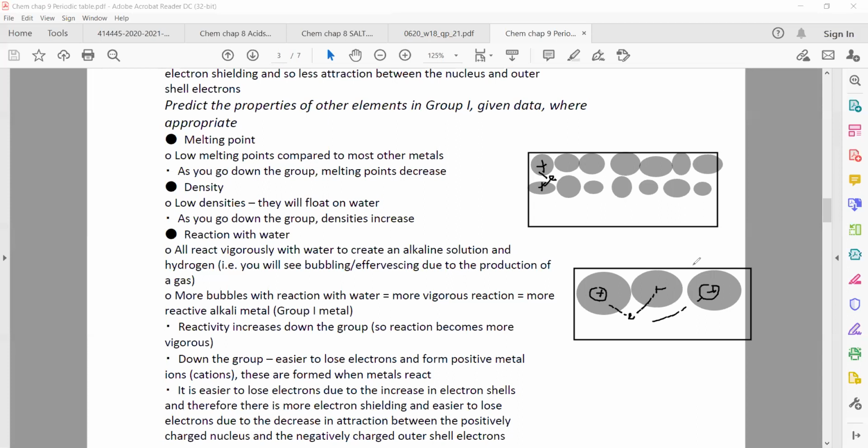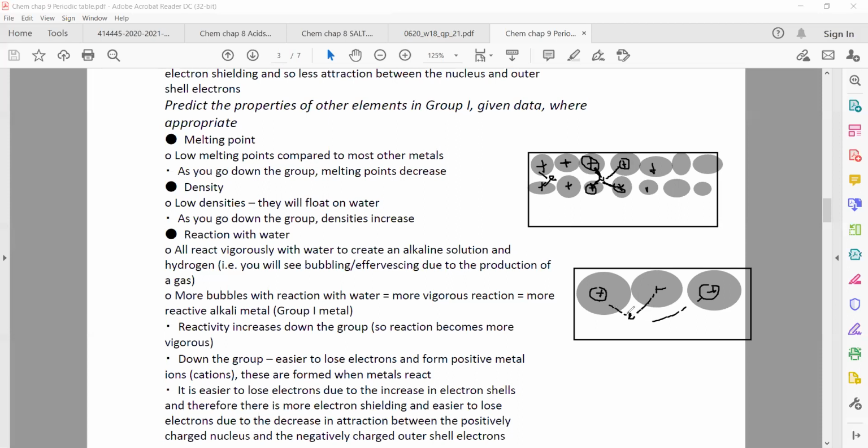I'm repeating. When we go down the group, why is the melting point decreasing? When you compare, the size of the lithium ion is smaller. So this smaller size ion is attracting the electron. That is the metallic bond. It is attracted towards the electrons, and towards all the positive ions and nuclei, but it will have a stronger attraction.